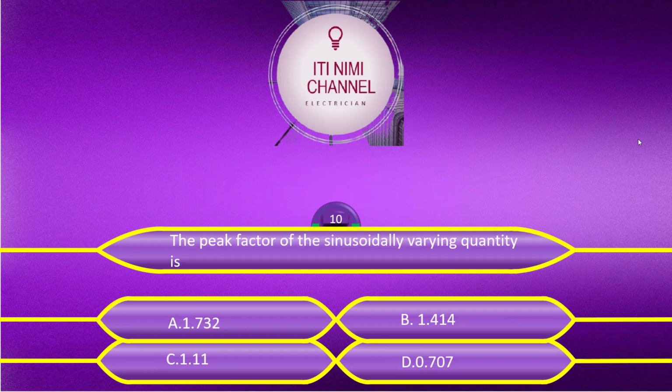The peak factor of the sinusoidally varying quantity is 1.732, 1.414, 1.11, 0.707. The answer is 1.414.